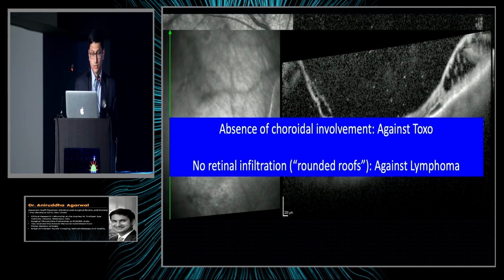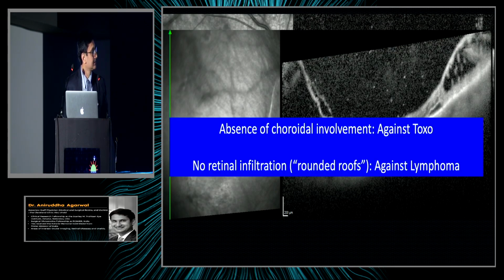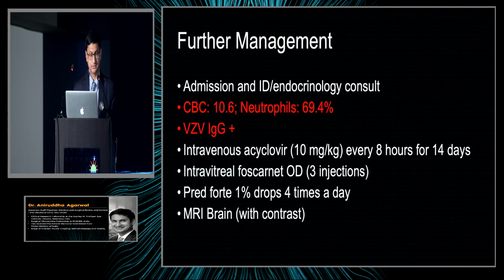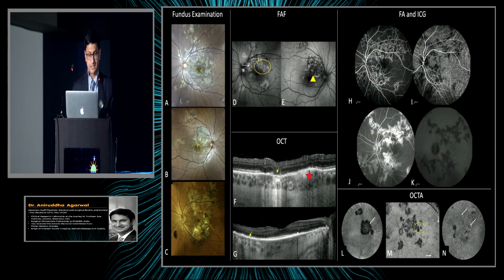There is absence of choroidal involvement here on the OCT. You look at the OCT, there is no choroidal involvement, and this is why this is against toxo. And you'll have in lymphoma a big elevation of the retinal tissue, and that's called a rounded roof configuration, which is clear in lymphoma. So this patient underwent treatment with the antivirals. Now, the patient subsequently improved.